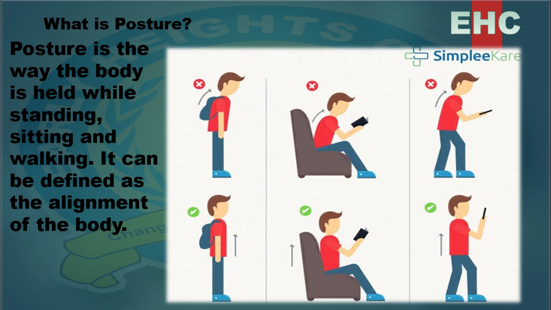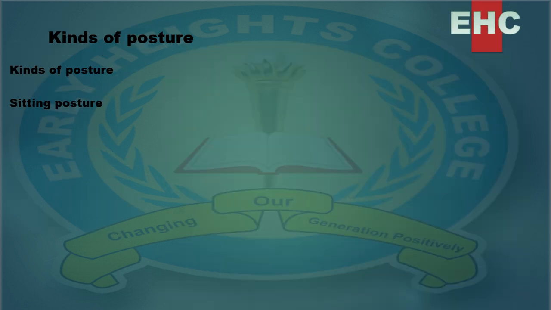Posture is the way the body is held while standing, sitting, walking. It can be defined as the alignment or the adaptation of the body while we do our everyday activities. So this is an illustration of standing, sitting, and walking posture. Let's go into it. So the kinds of posture, we would like to consider first of all the sitting posture.